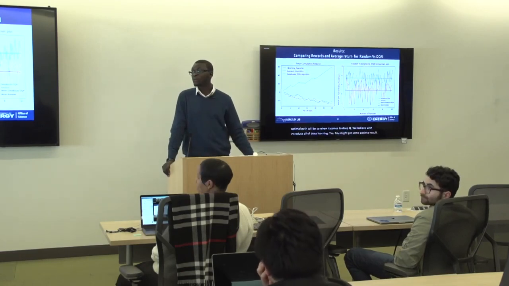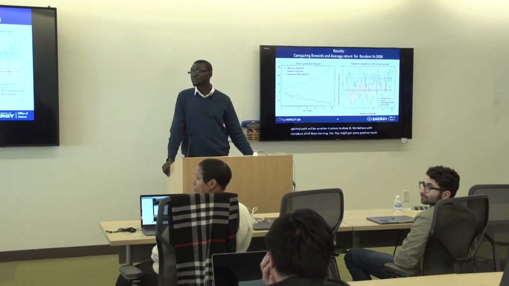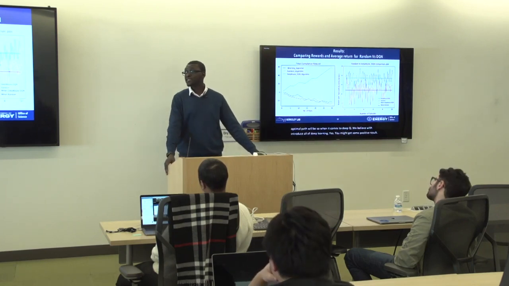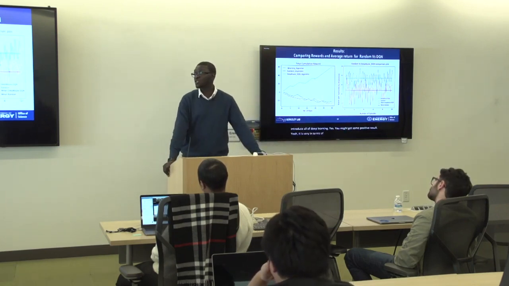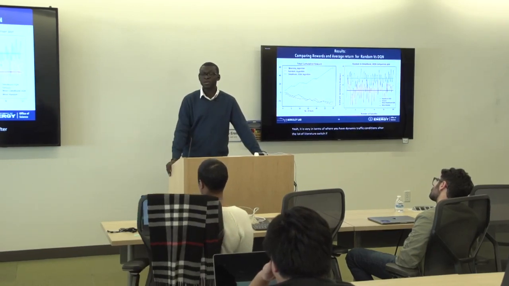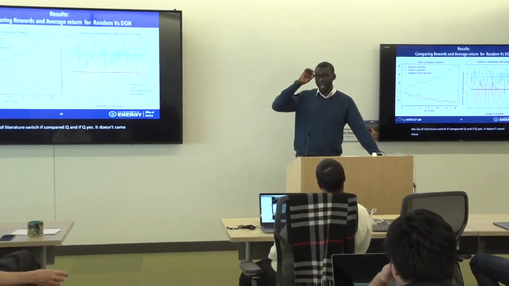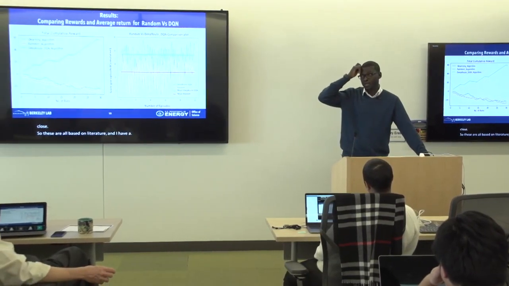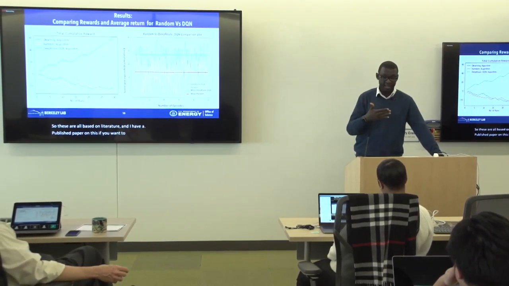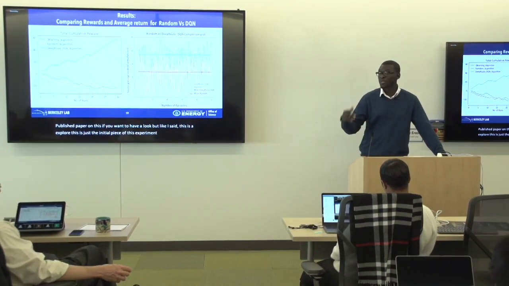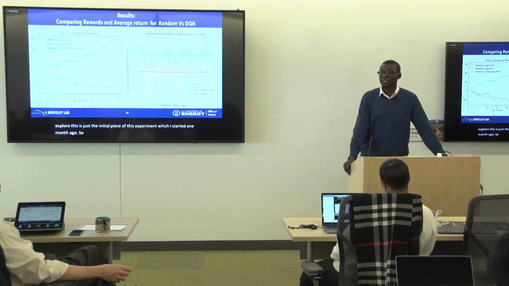Would the Q-learning table be the same answer as the DQN table if you compare them? Shouldn't they converge, because even Q-learning itself is an approximation algorithm? Yeah, it is. But in terms of dynamic traffic conditions, I've read a lot of literature which compares Q and deep Q, and it doesn't come close. These are all based on literature, and I have a published paper on this if you want to have a look. But like I said, this is just the initial phase of this experiment, which I started one month ago. So I'm happy to get feedback on this.